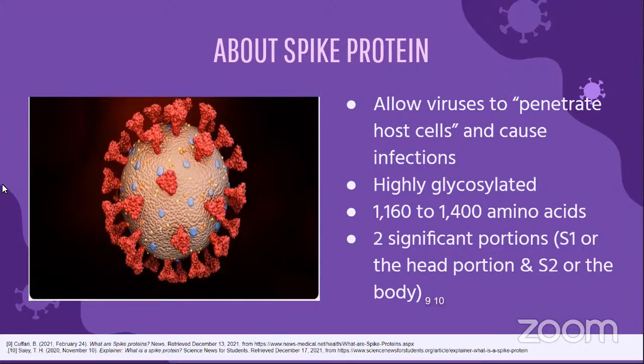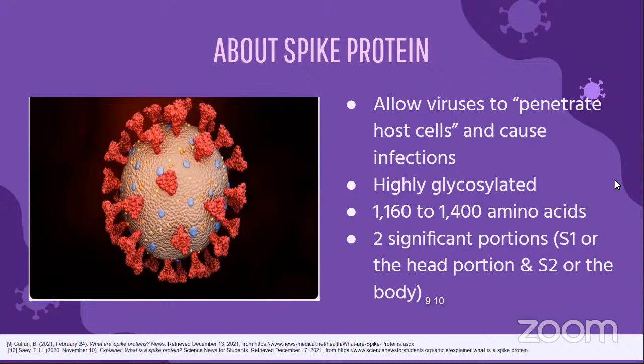The spike protein is highly glycosylated, and this tells us that it is a glycoprotein, so spike proteins may contain carbohydrates, just like sugar molecules. It is also a large type 1 transmembrane fusion protein that is made up of 1,160 to 1,400 amino acids. The number of amino acids depends on the type of virus. This protein is what determines the infection that may occur.